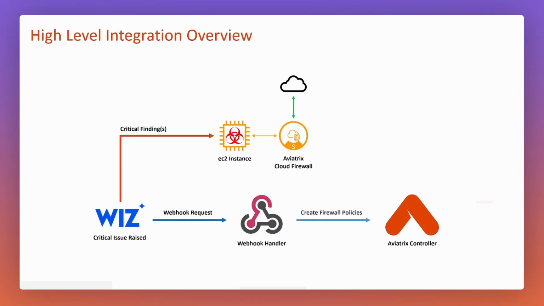The webhook handler parses the request and automatically creates security policies on the Aviatrix Controller through the API. The Aviatrix Controller pushes the policy to the Aviatrix Cloud Firewall closest to the EC2 instance. Then, the controller blocks all traffic to and from the EC2 instance.